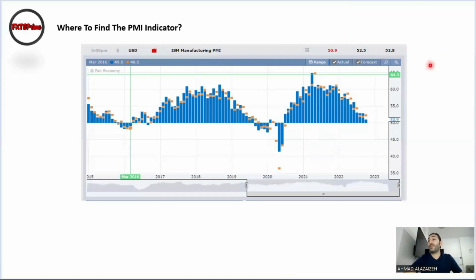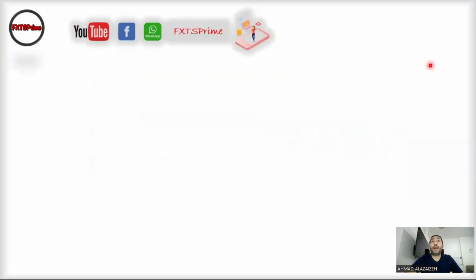So this is the full story about the BMI, and I hope that you understood what it means, who issues it, and where to find it, and how to measure it, and what the main topics around the BMI are and how it affects the GDP.